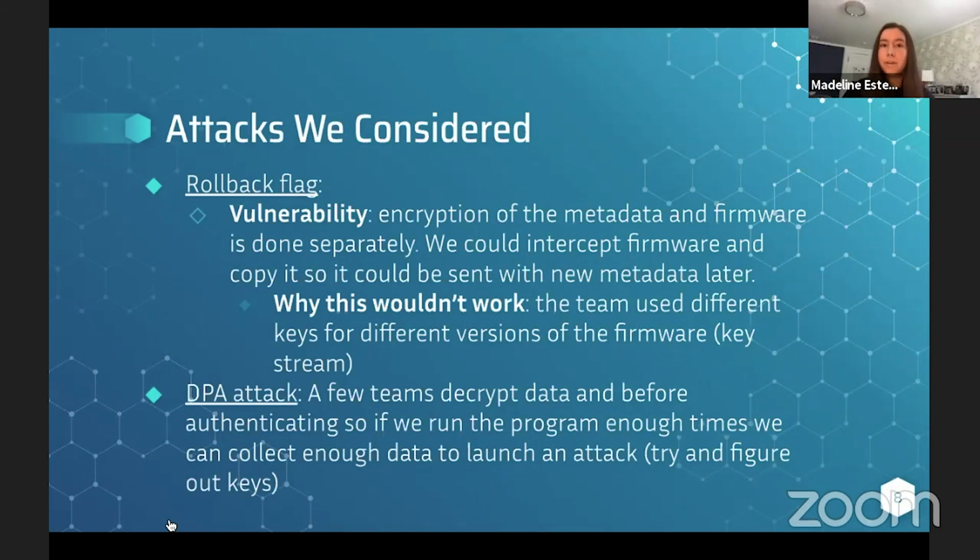So for one team, we noticed that they encrypted the metadata and firmware separately. And so we thought that we could exploit this and intercept the firmware and copy it so that we could send it with new metadata later, because the metadata and the firmware weren't necessarily correlated. But then we realized that this wouldn't work because the team was using a key stream, and so if we switch things up, then the keys would not actually match. So that was a little bit disappointing, but that was one of the early ideas we had.